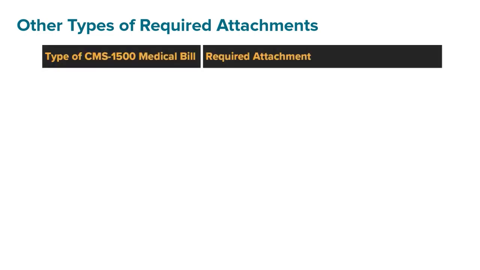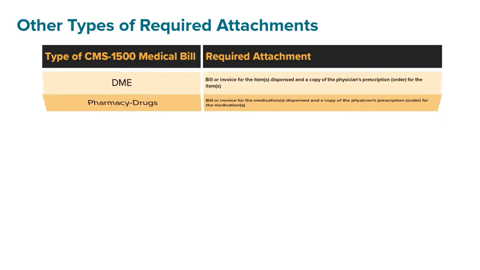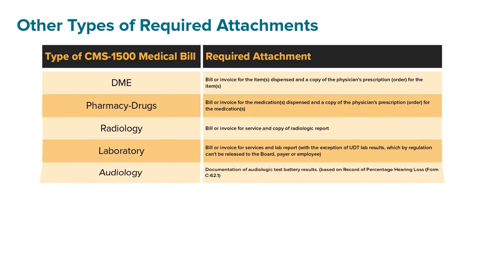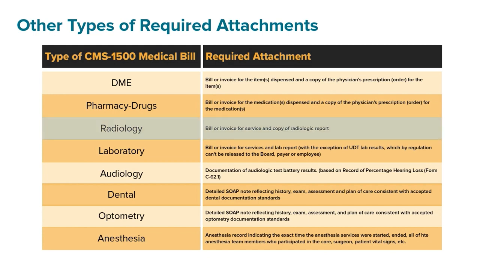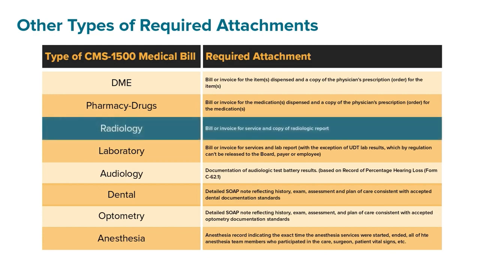Next, we'll take a look at some of the other types of attachments required based on your type of work. In addition to the CMS-1500 and the medical narrative, these are the additional requirements based on areas of medical specialty. These do not reflect what is in the narrative that is also submitted. For example, the radiology medical bill should also contain a bill or invoice for service and a copy of the radiologic report. This chart is also available on the CMS-1500 webpage for you to reference.